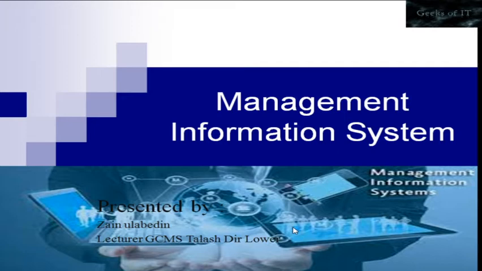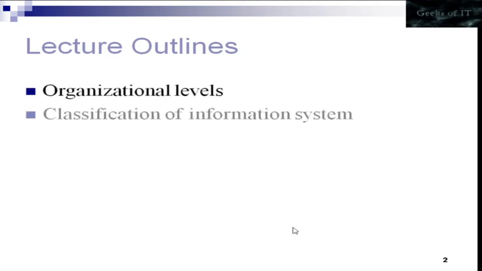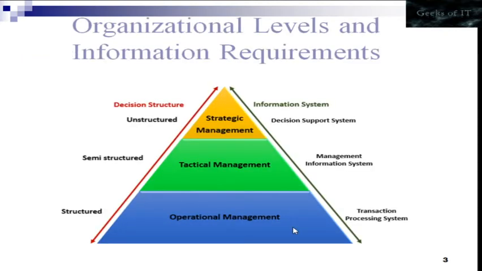Management Information System. This is the second lecture on Management Information System, and in this lecture we are going to discuss the following topics: organizational levels and classification of information system. Normally, organizations are divided into operational management level, tactical management level, and strategic management level. And the information requirement at each level differs from each other.